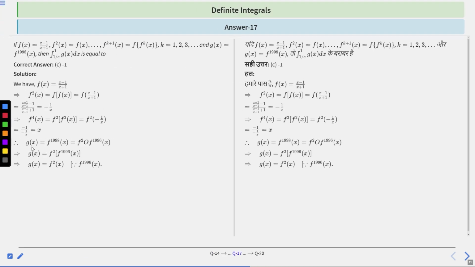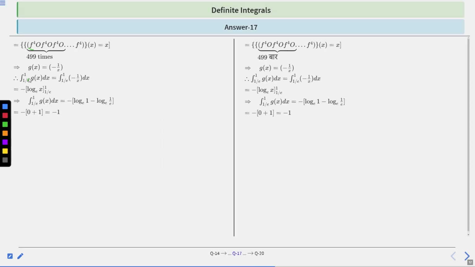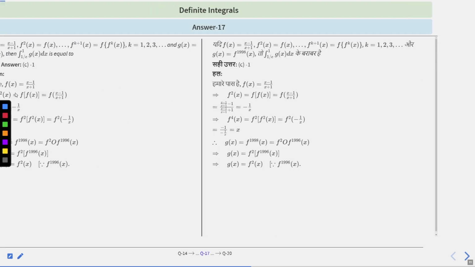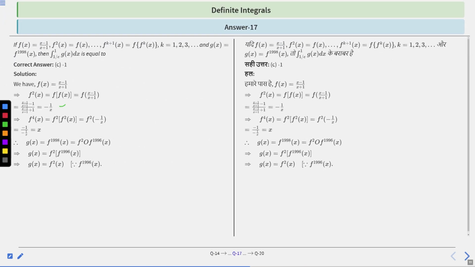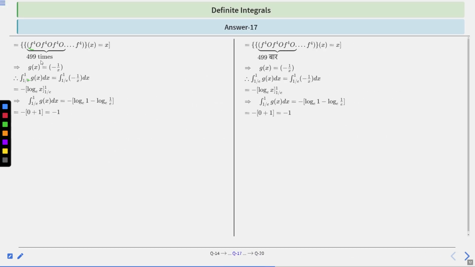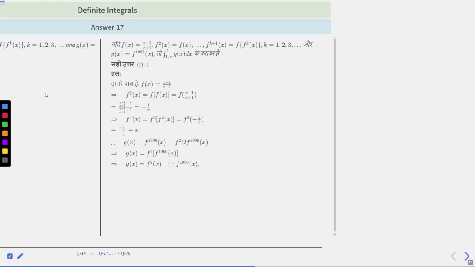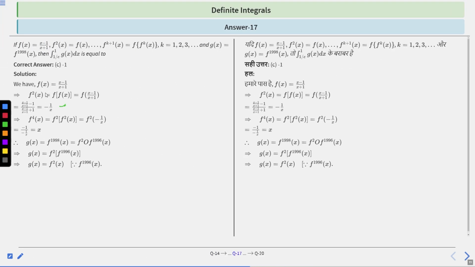Therefore, g(x) is basically f²(x). So g(x) will be f²(x), since we have calculated f²(x) is minus 1 by x, right? So therefore, g(x) is equal to minus 1 by x, right? Got it?